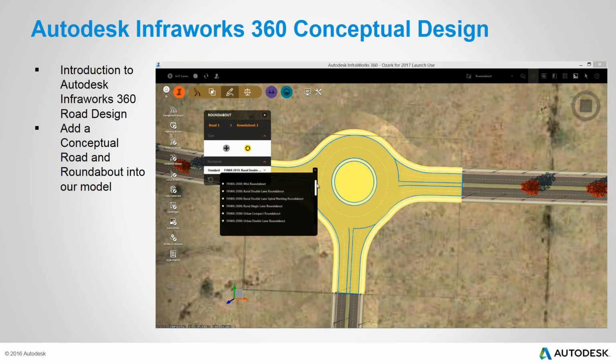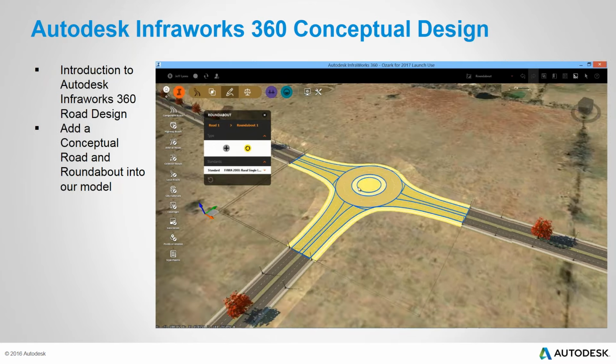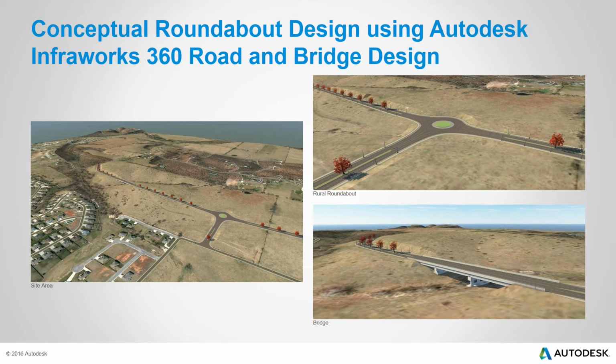So as you can see, within a few minutes, you can very quickly just generate a concept road design with an intersection, change that intersection around from just a standard T with traffic lights to have a roundabout intersection.